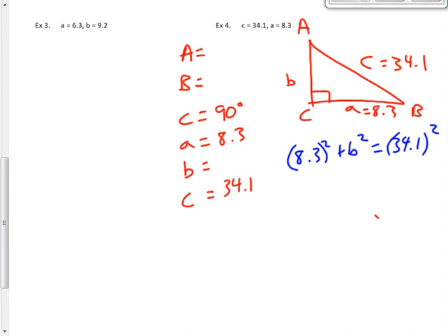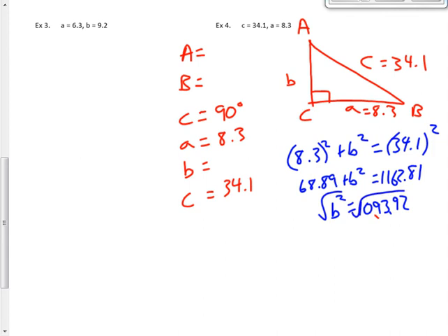When I solve that problem, I have 8.3 squared, which is 68.89, plus b squared equals 34.1 squared, which is 1,162.81. I'm going to take that and subtract the 68.89 from both sides, so I get b squared equals 1,093.92. Take the square root, and I actually end up with b being 33.07. So 33.07 is the b value.